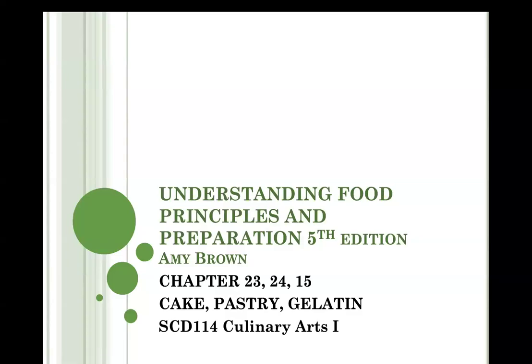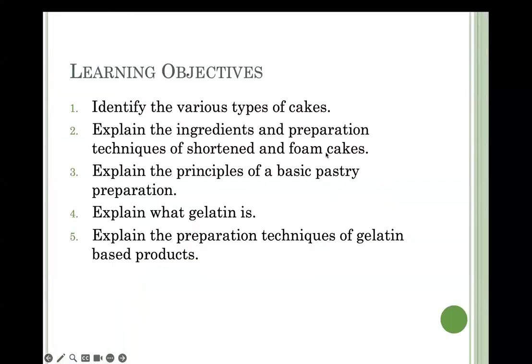So finally, our final video for today, we're going to go over chapter 23, 24, and 15. We're looking at our cake, pastry, and gelatin. So after this chapter, you'll be able to identify the various types of cakes. We're going to look at the different ingredients and preparation techniques of shortened and foam cakes, looking at the principles of basic pastry preparation, and we're going to look at what gelatin is. After all this, we're going to look at the preparation techniques of gelatin based products.